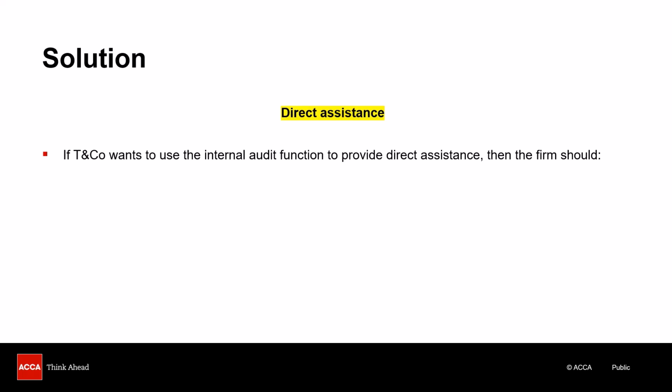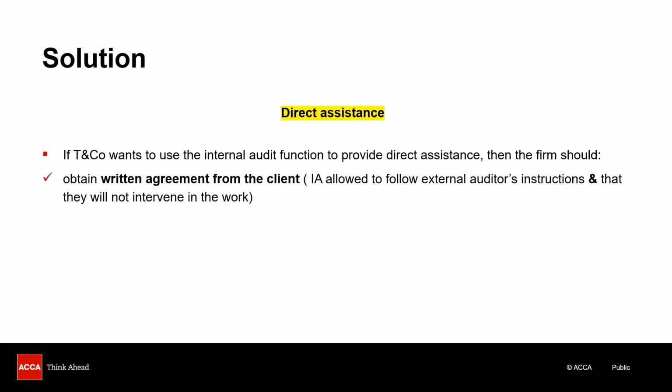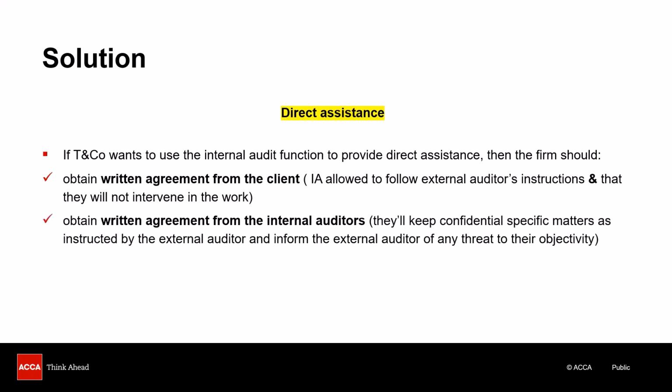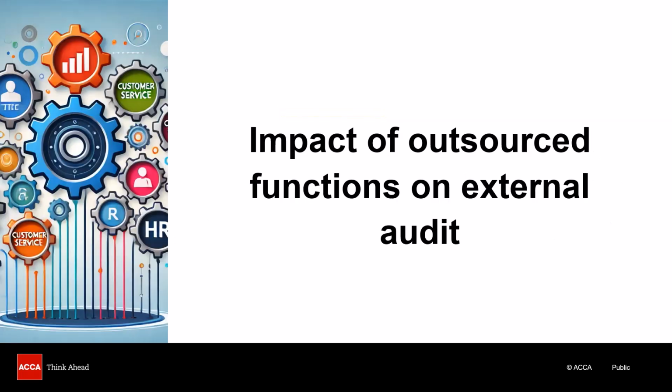Because the word assistance was used, we also need to outline direct assistance, pretty much straightforward. If we want to use their function for direct assistance, we need to get an agreement from the management along with one from internal auditors regarding confidentiality. We cannot use their work for areas with high risk and judgment. So everything that we did was pretty much summarized in that particular question.